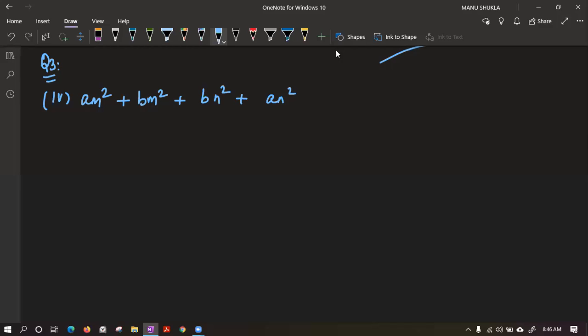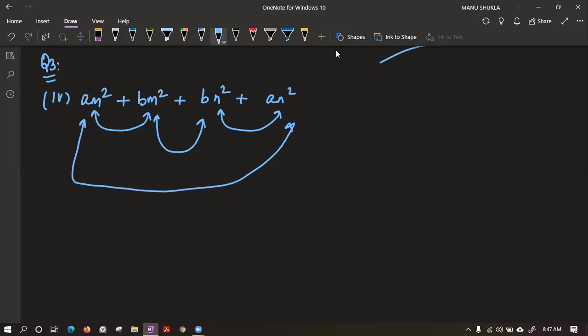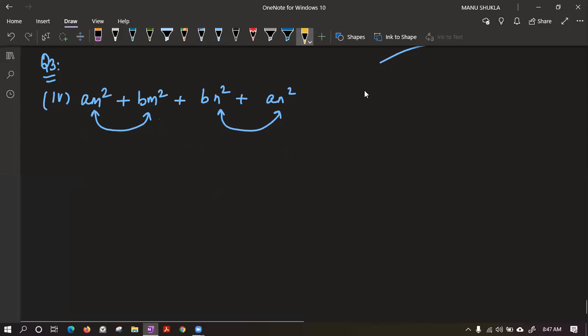Let us see. I think in this case also we can take common m square. Here we can take common n square. So first possible group. Second possible group is if we take this a and this a, and we take this b and this b. So both the ways are correct, whichever way you want. First, second, third and fourth, or first and fourth, second and third. Whichever way is good for you, you can go for that, no issue. So we will go for what is given to us.